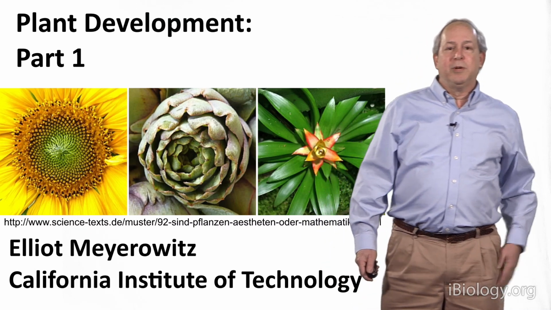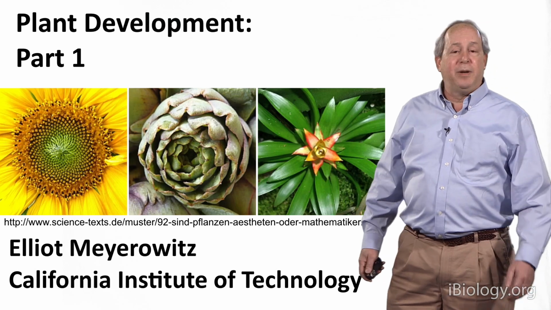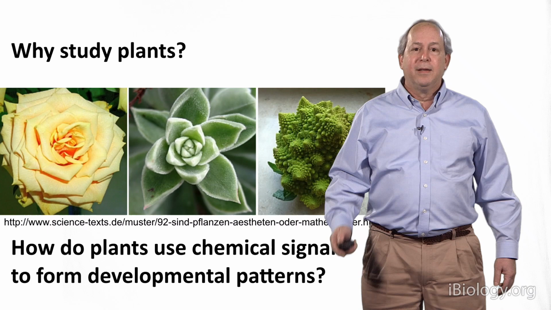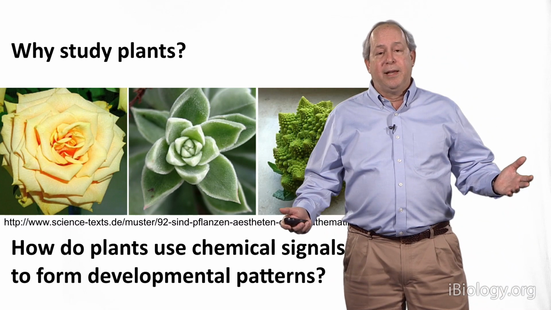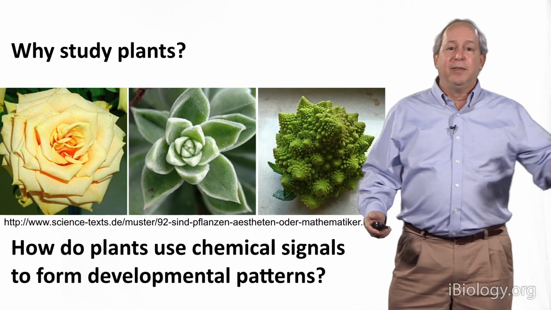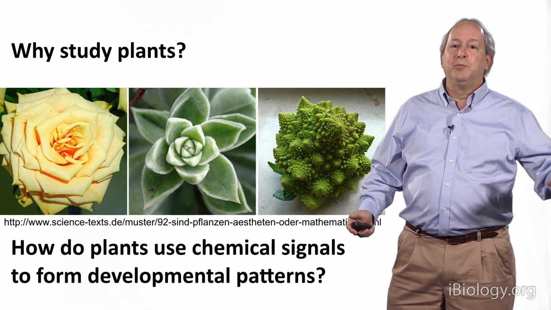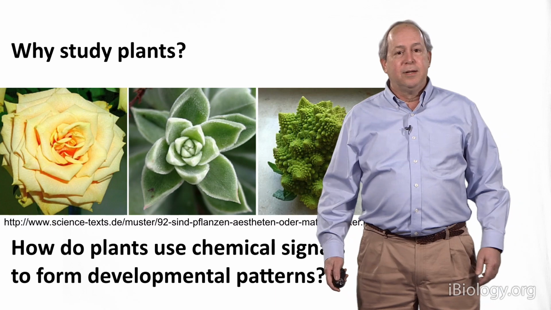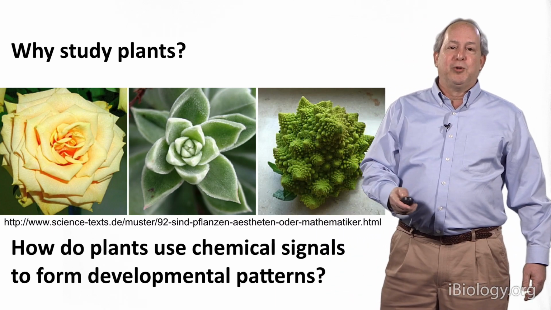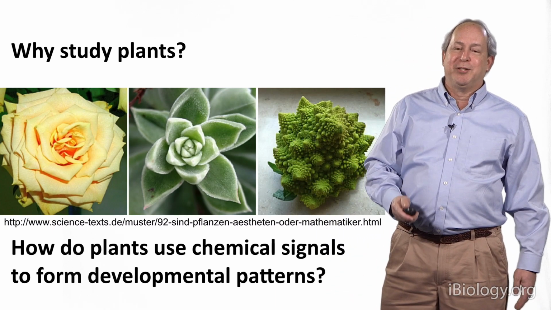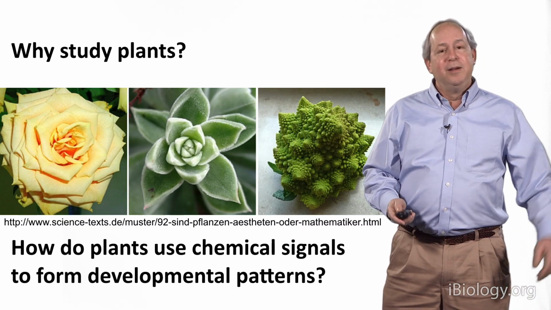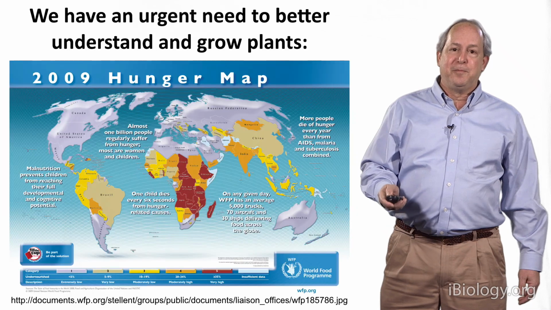So we'll always be talking about the formation of developmental patterns, but with a long preface, which is part one. Why should we study plants? And that's what I'll start with. And then we'll get up to how do plants use chemical signals to form developmental patterns. And in part two, we'll actually answer that question in part, how do plants use chemical signals? In part three, we'll then talk about physical signals.